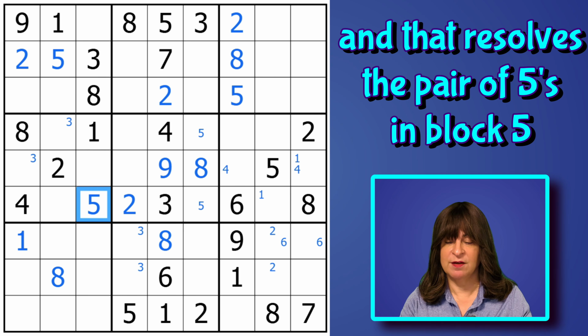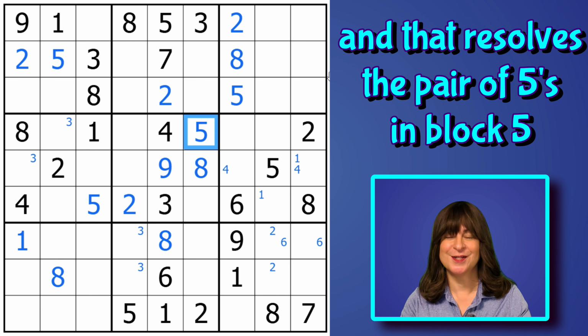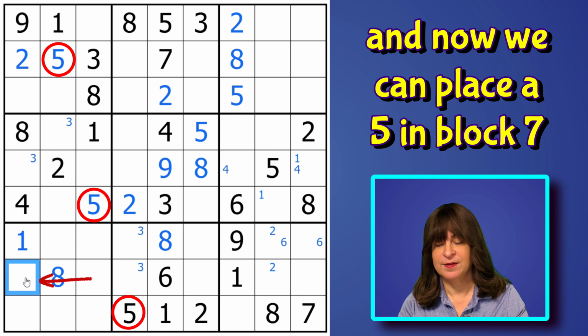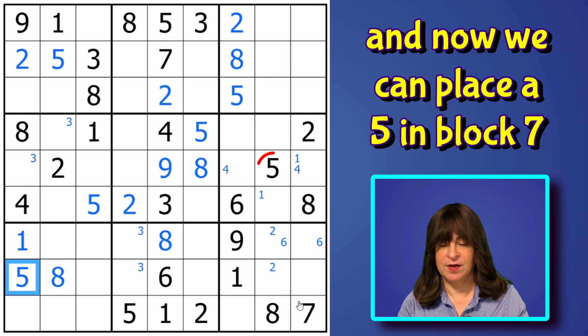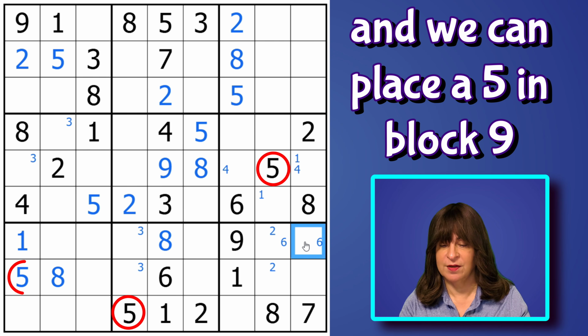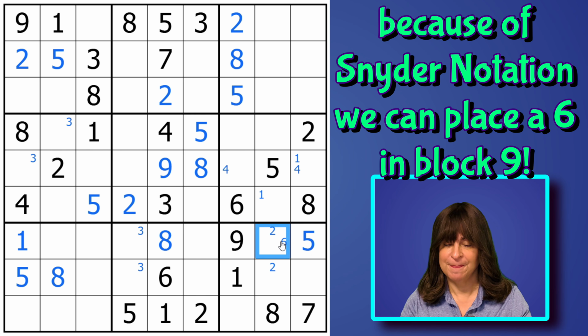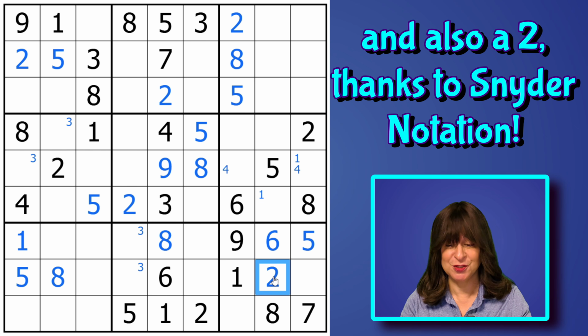And now in block 5, this can no longer be a 5, so this has to be the 5. Another win for Snyder notation. We have 5, 5, 5, so this has to be a 5. And 5, 5, 5, so this has to be a 5. And because of Snyder notation, this has to be a 6, and that makes this a 2.